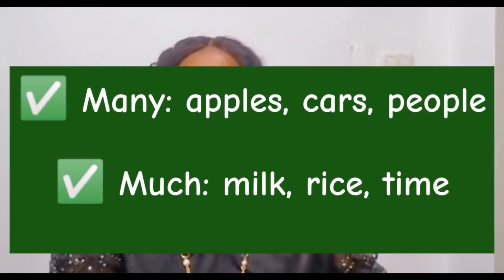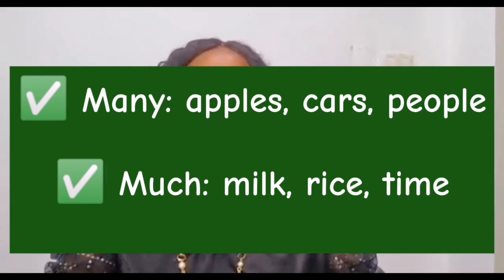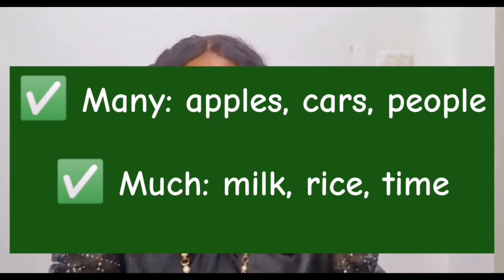Why do we say so? Because we use many for countable things. We use many for things that can be counted. I have many friends. I have many apples. I have many pens. I have many books. These are things that can be counted.